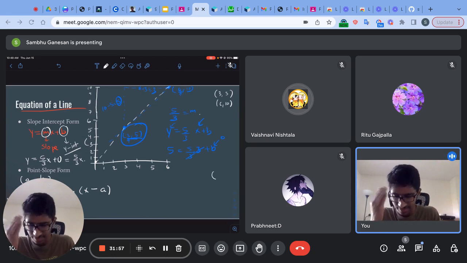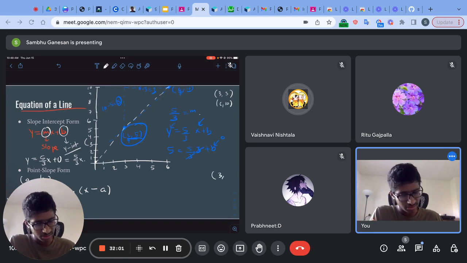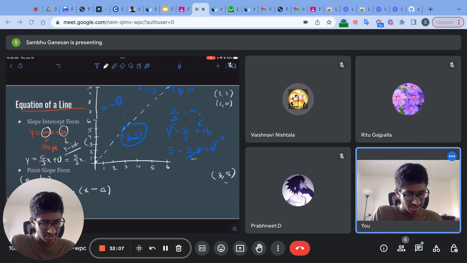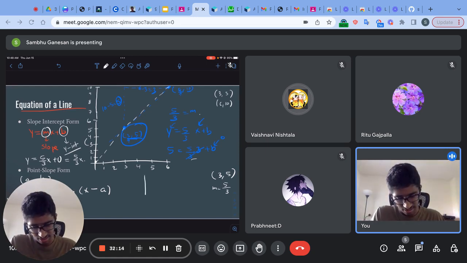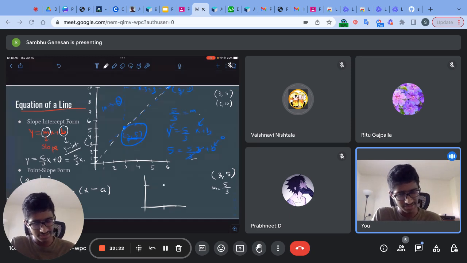So let's go back to the same example. Let's say some random line that we want to know passes through 3 comma 5, and say the given has a slope of 5 over 3 for simplicity. Okay, the slope is 5 over 3, and we want to find the equation of this line. So we can draw our graph again. I don't want to label the coordinates again. It's good enough if we just say this is 3 and let's call this 5. So this is a point, and we have some line with slope 5 over 3 passing through it.